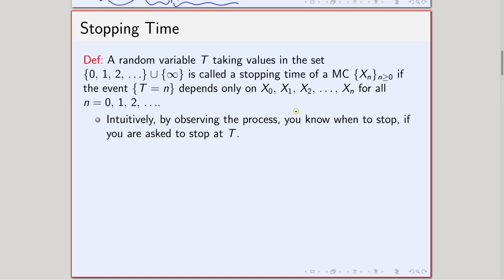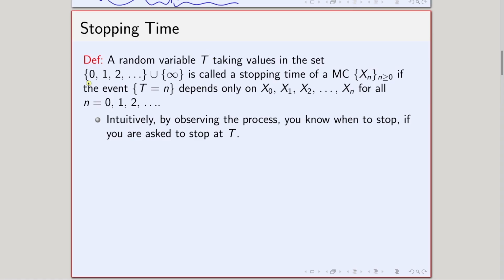So, what is a stopping time? A stopping time of a Markov chain Xn is defined as follows. A random variable T, which is of course time in our case, taking values in the set 0, 1, 2, and so on, and infinity. So, T can take value 0, 1, 2, and so on, all non-negative integer values, and it can also take T equal to infinity.